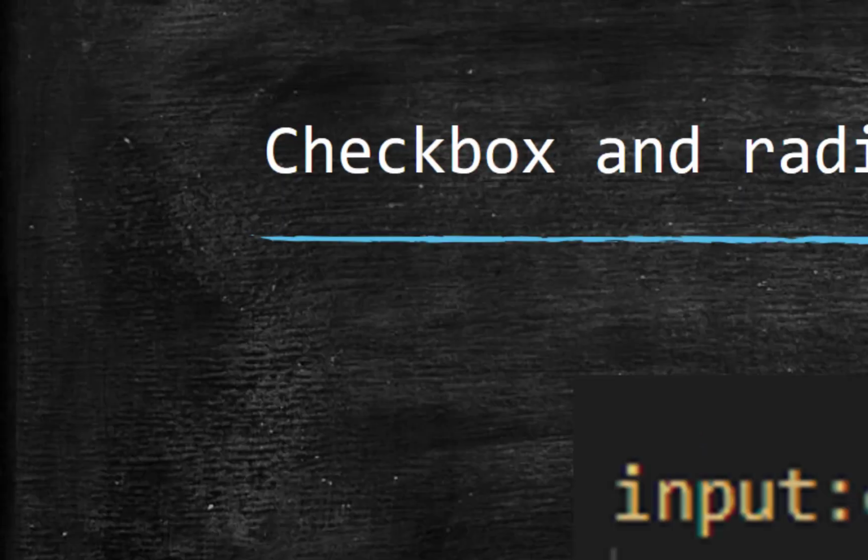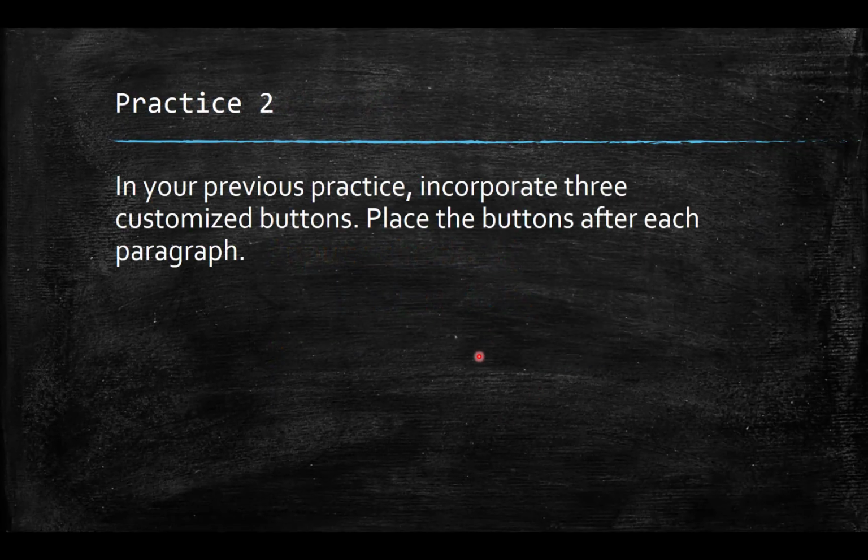And lastly, your practice number 2. In your previous practice, incorporate the 3 customized buttons. Place the buttons after each paragraph, because your practice number 1 was to create 3 paragraphs, right? So now you're going to add 3 buttons after each of your paragraphs. So that's your practice number 2. See you on the next topic. Bye!